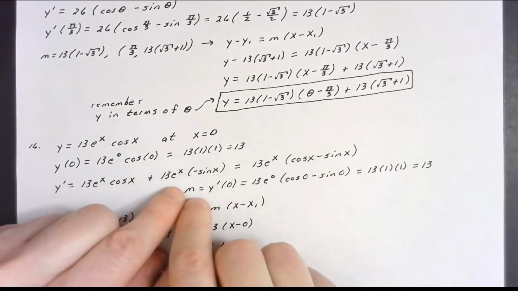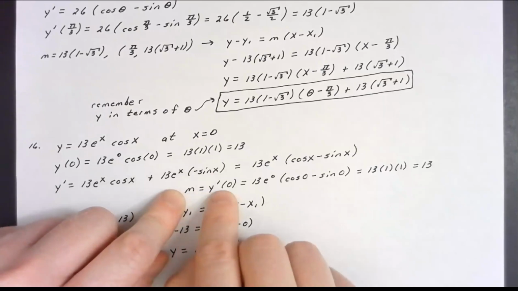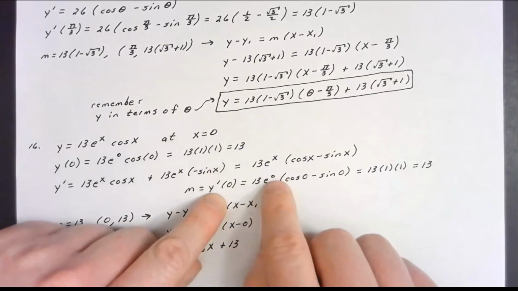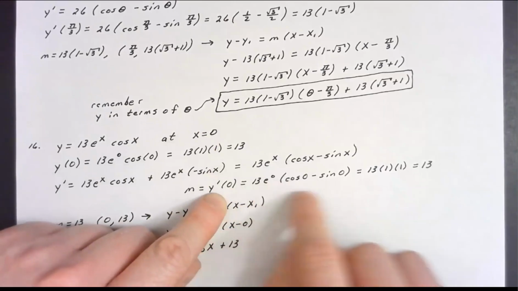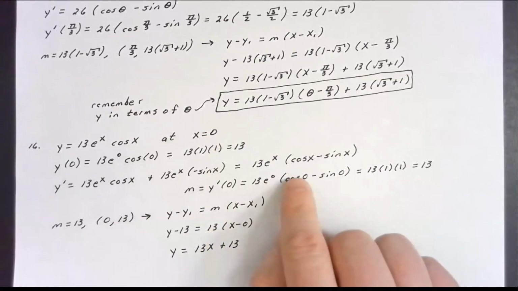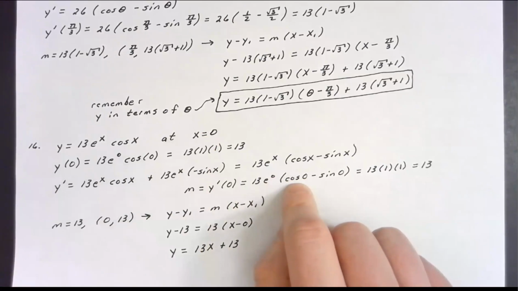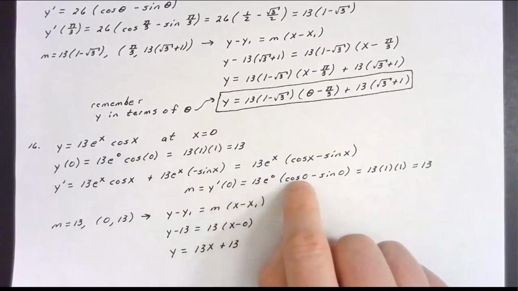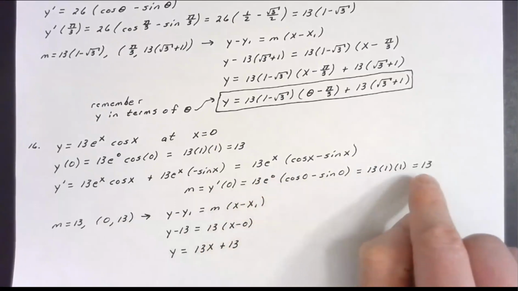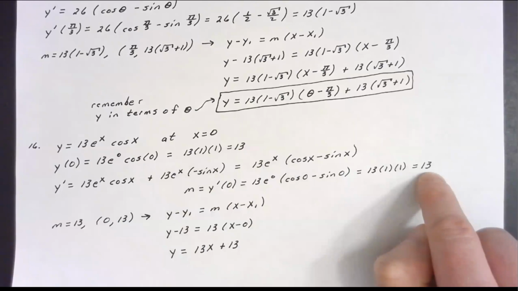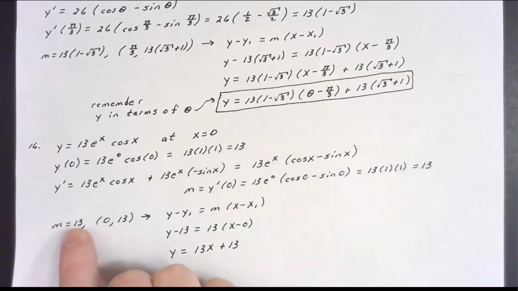Now, in order to find the slope at the point of interest, you simply evaluate this derivative at the point of interest, 0. So when I plug a 0 in here, I would have 13e to the 0 times the group cosine of 0 minus the sine of 0. Well, I know that the cosine of 0 is 1. So yet again, I'm going to have 13 times 1 minus 0, 13 times 1 times 1. I'm not only getting 13 for the y value, but I'm getting 13 for the slope. So I can say my slope is 13, my ordered pair is (0, 13).